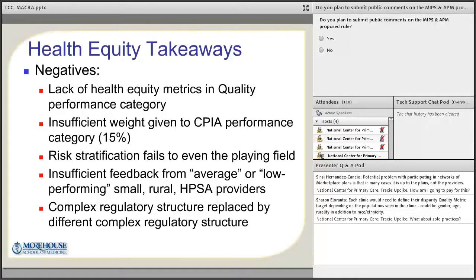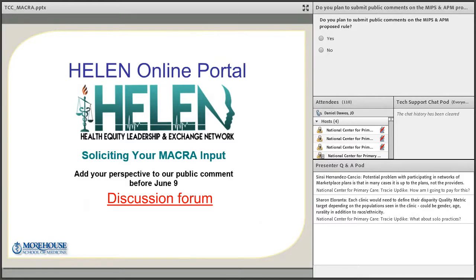The negatives is the lack of health equity metrics, of course, in the quality performance category. We believe that if you're going to address this issue of equity and quality and tie so much of our payments now to quality, and we know that the IOM and other groups have said that equity is a key component of quality, should there not be equity metrics within that quality performance category? There's also the insufficient weight that's given to the CPIA performance category. Is 15%, are we being fair, is 15% insufficient, or is it sufficient? Should it be more? Then there's the risk stratification.